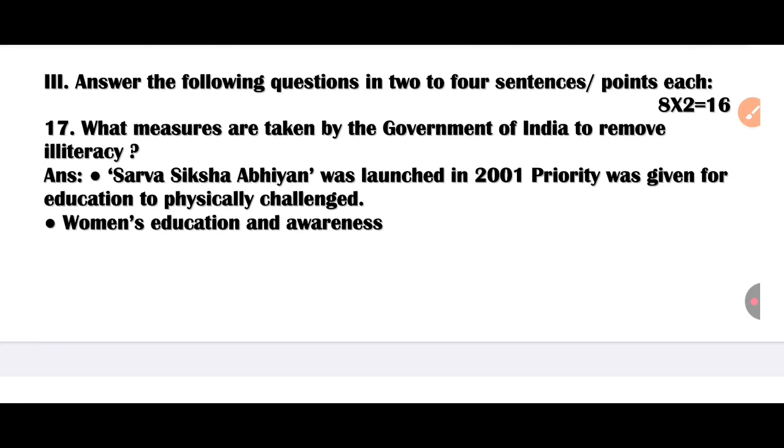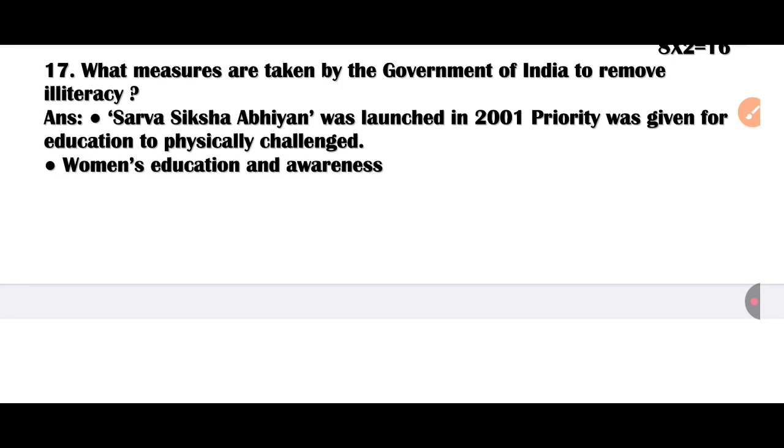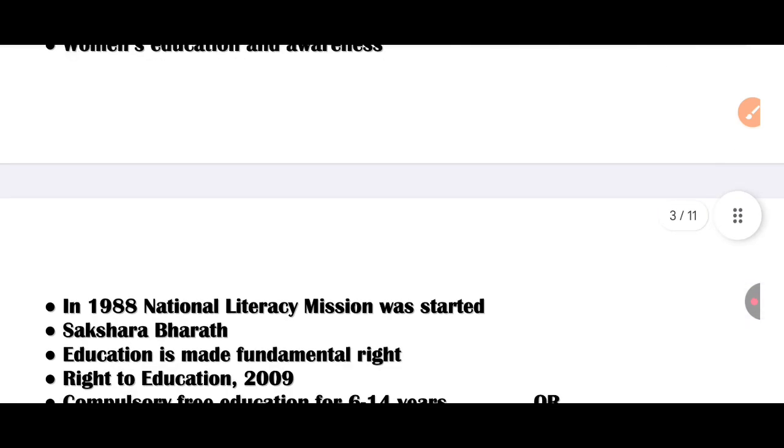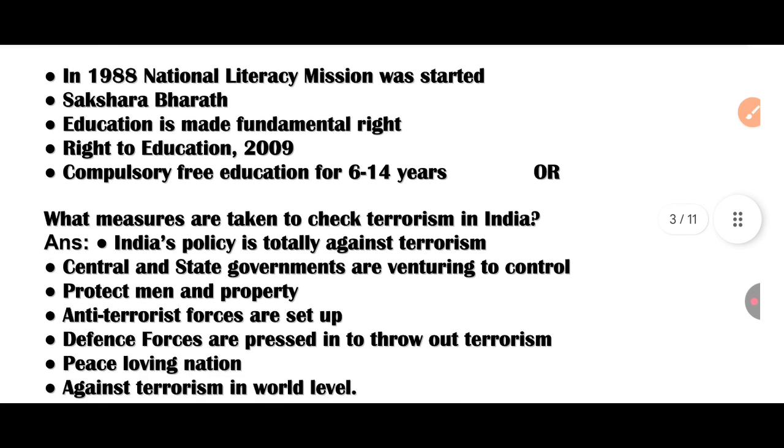Answer the following questions in 2 to 4 sentences or points each. Question 17. What measures are taken by the government of India to remove illiteracy? Answer: Sarva Shiksha Abhiyan was launched in 2001. Priority was given for education to physically challenged, women's education and awareness. In 1988, National Literacy Mission was started. Sakshara Bharata, education is made fundamental right. Right to education 2009. Compulsory free education for 6 to 14 years.